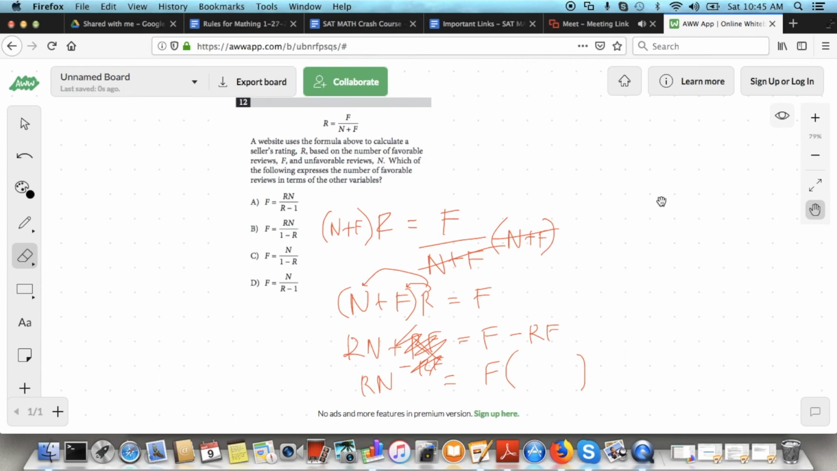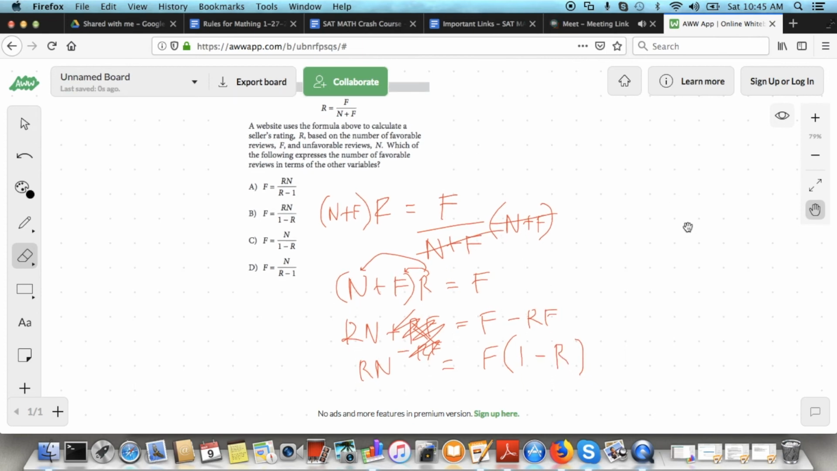Does anybody know what it is? F times 1 minus R, right? Yeah, 1 minus R. And at that point, you divide both sides by 1 minus R. And then we've isolated F. F equals RN over 1 minus R. Algebra, yay! Does anyone think they could do that on their own right now? No, very few. I've maybe taught one student that, and I'm not sure I've even taught a student that could figure this one out on his own.